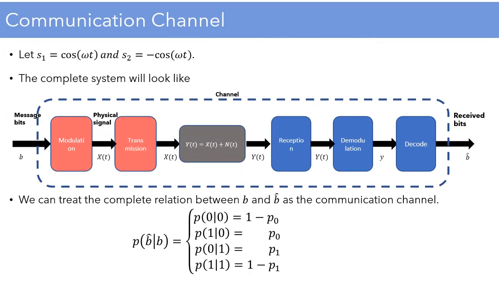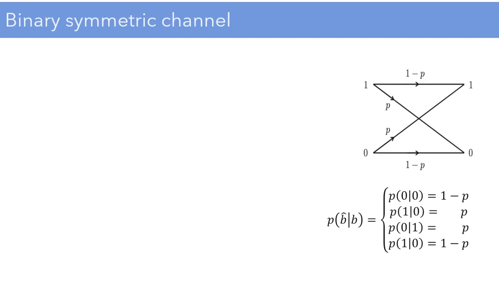Now let us go back to this example where we have treated the channel as between b and b hat, and there we have this relation between b hat and b. Suppose the noise is symmetric and zero mean. In that case P0 and P1 are simple, and what we get is something called a binary symmetric channel.